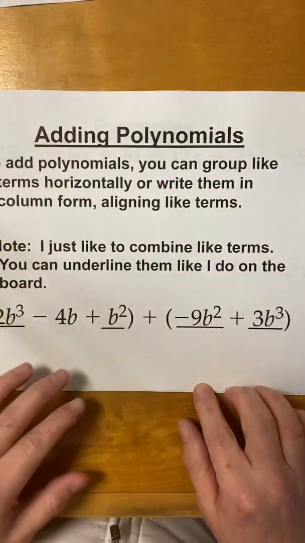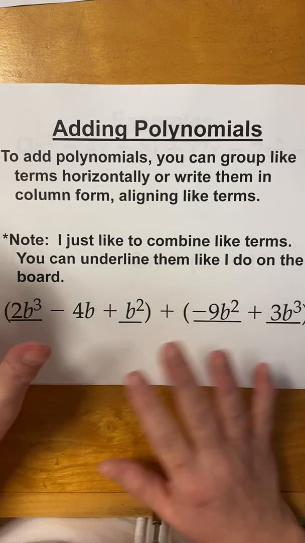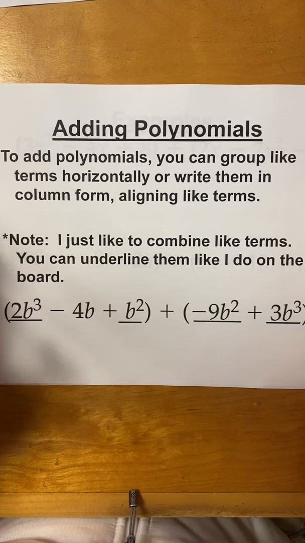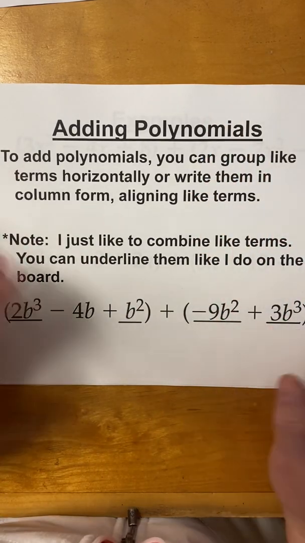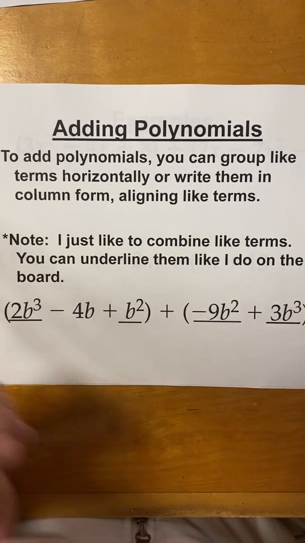Whenever you add polynomials, all you have to do is combine like terms. Some people like to add polynomials horizontally. Some like to write them in column form and line up the terms. All I do is just underline like terms and then add them together. No sense in making this complicated.